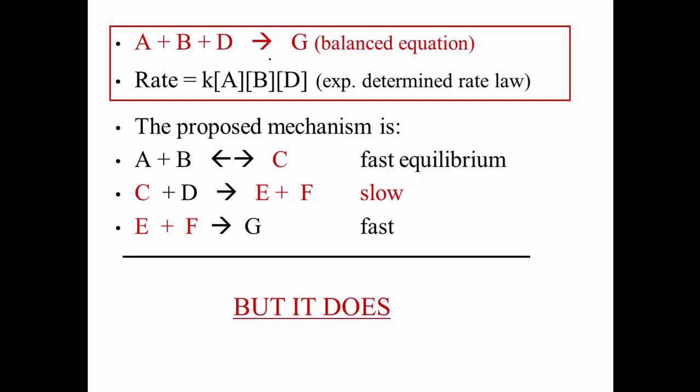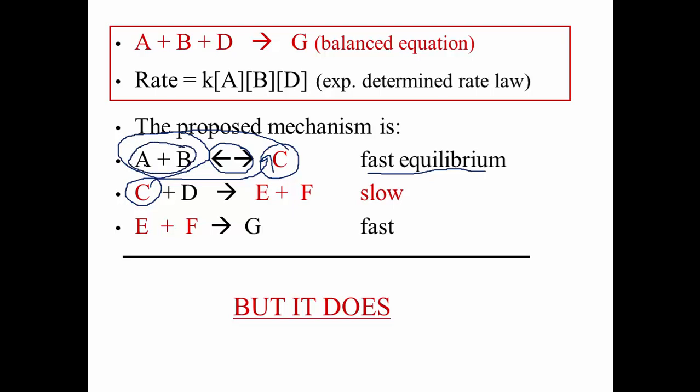And the only way it does is because the intermediate C is formed in a fast equilibrium step. So if we look at C and where it was formed before the slow step, we see that it was formed in a fast equilibrium step. That means that C can be substituted with A and B. They are in an equilibrium with each other. That's called a steady state approximation. So we can substitute in A and B for C.